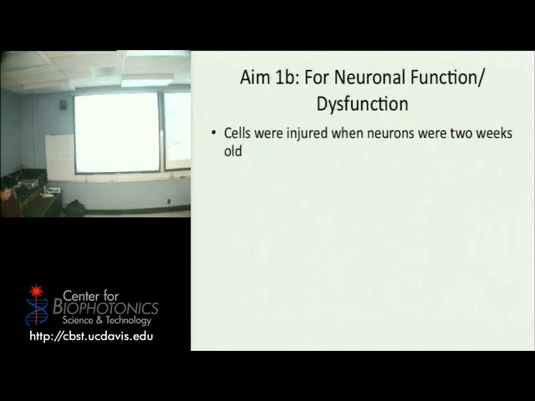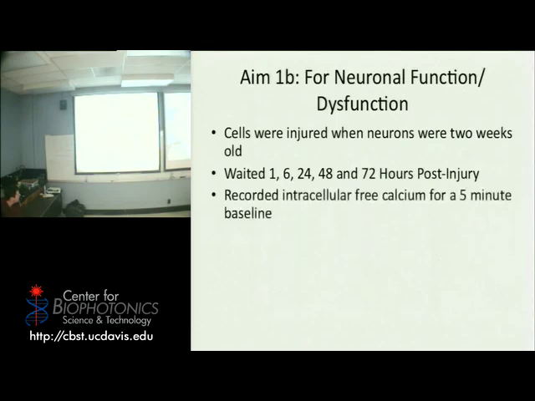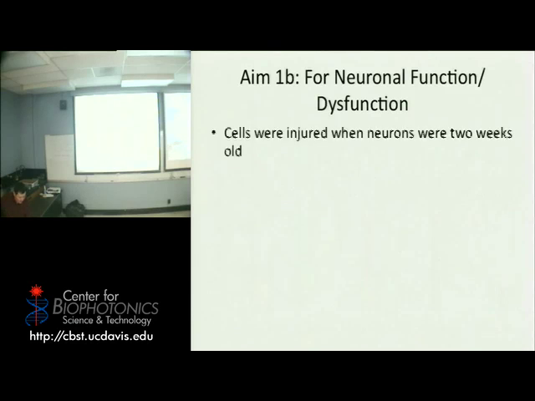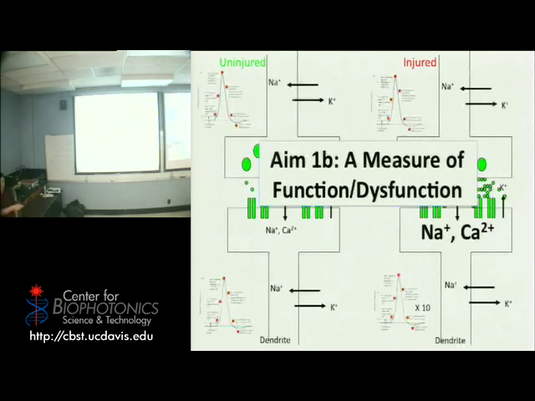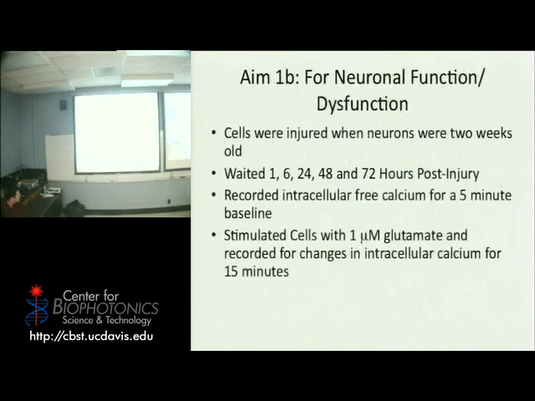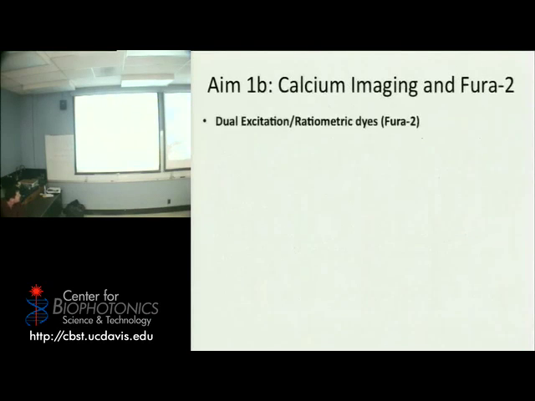So again, cells were injured when they're 2 weeks old. And this time I waited a certain period of time, 1 hour up to 72 hours post-injury, to look at them. And what I did is I looked at free calcium in these cells. So again, see this calcium that accumulates? When there's a lot of activity, there's a lot of calcium. When there's a little activity, there's only a little calcium. And then I put on a stimulating concentration of glutamate. So again, something I thought would cause one or two action potentials, not a ton of action potentials. And I saw how they behaved.